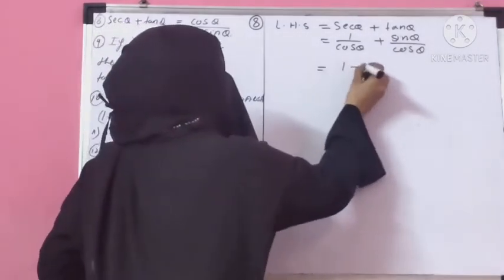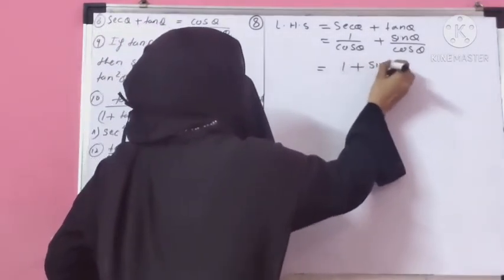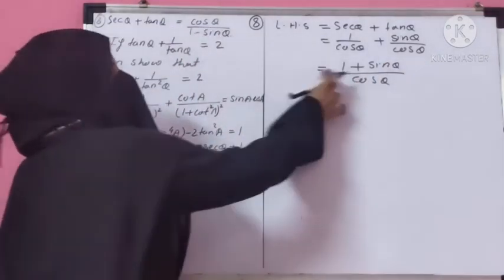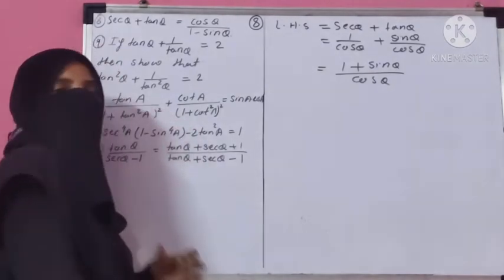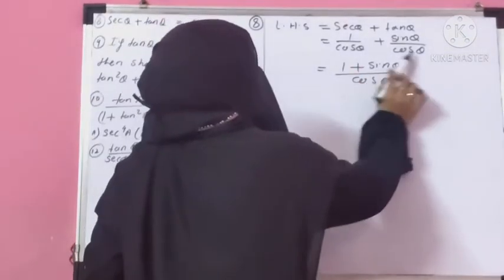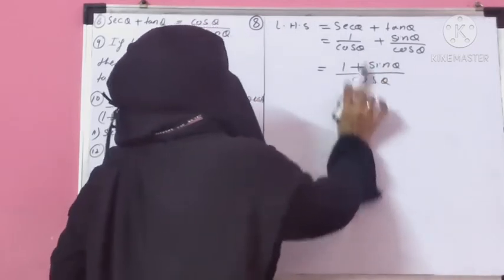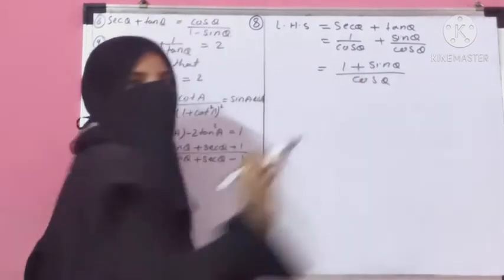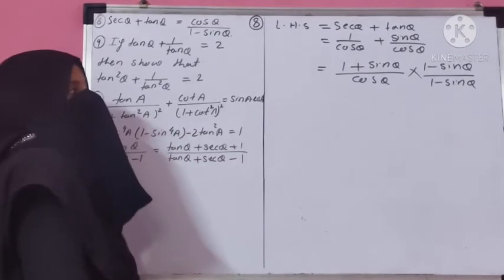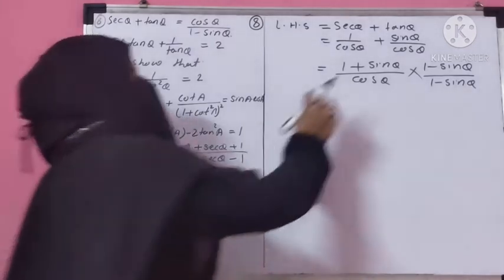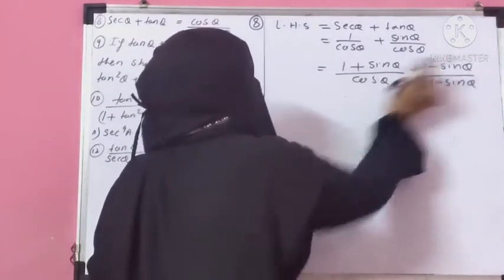So the next step is 1 plus sin theta divided by cos theta. Okay. So in this fraction, the denominator cos theta is the same, and the numerator is 1 plus sin theta. Okay. Now multiply 1 plus sin theta divided by cos theta with 1 minus sin theta upon 1 minus sin theta. Now 1 plus sin theta, 1 minus sin theta.